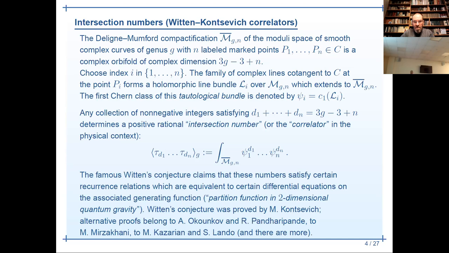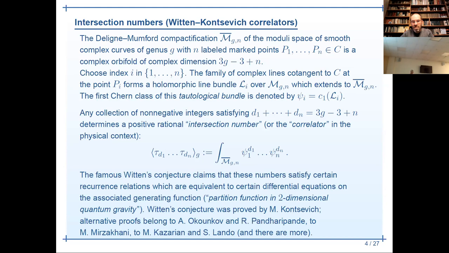They were known to algebraic geometers since ages, but they became really famous after Witten's conjecture, which nowadays has already many proofs. So the initial proof of Kontsevich was followed by proofs of Okounkov and Pandharipande, by Mirzakhani, by Kazarian and Lando, and their further proofs. So you have seen the interpretation of Witten's conjecture in the lectures of Dimas Wonkin. And this uses their generating function, which englobes all these numbers.